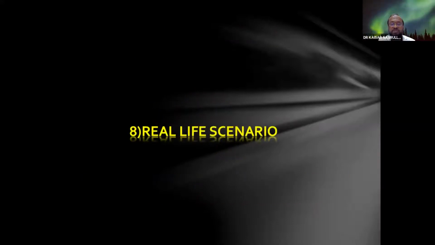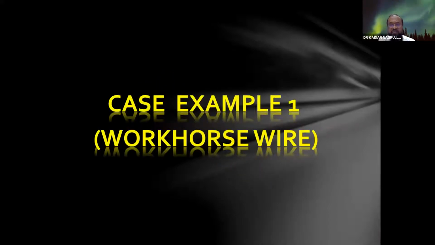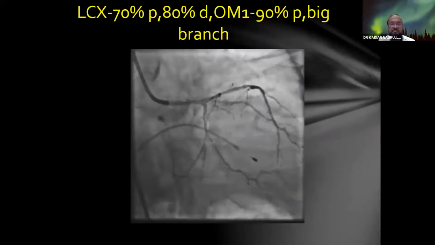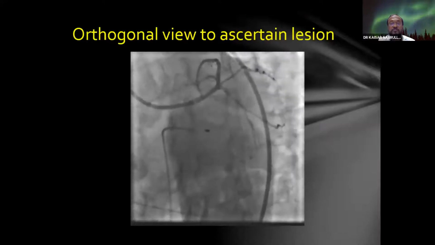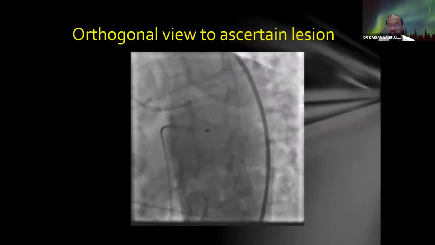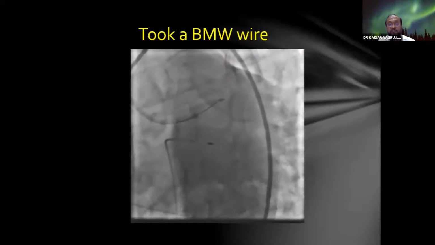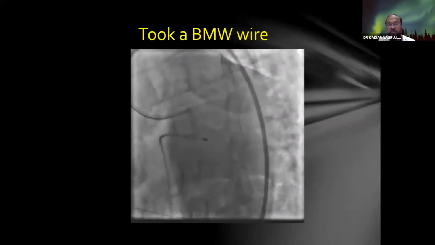Now let's share some real-life scenario cases. Start with a very simple case, case example one. It's an example of workhorse wire. So you can see there's a lesion, 70 to 80% in the OM. So always use orthogonal views to ascertain the lesion. This is the very basics. And I took a BMW wire and went very smoothly down.